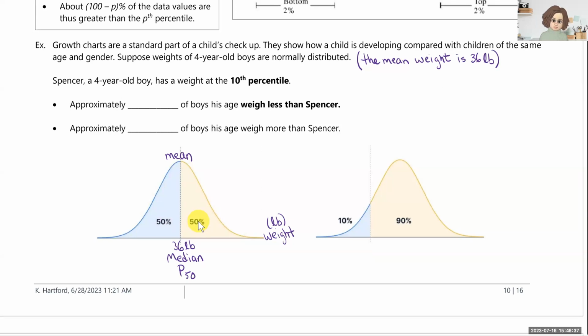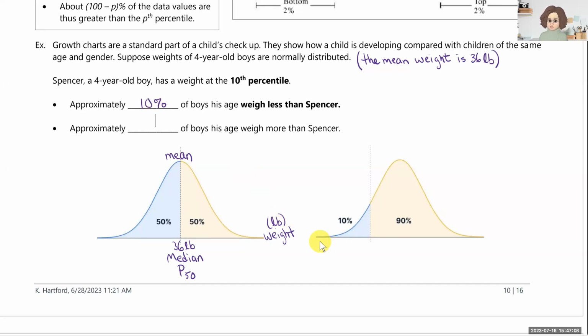All right, so let's move over to Spencer. So Spencer is a 4-year-old boy, and he has a weight at the 10th percentile. So the percentile tells me that approximately 10% of boys his age weigh less than Spencer. So that's all you have to remember. That percentile tells you the percent of data below the value, in this case, Spencer.